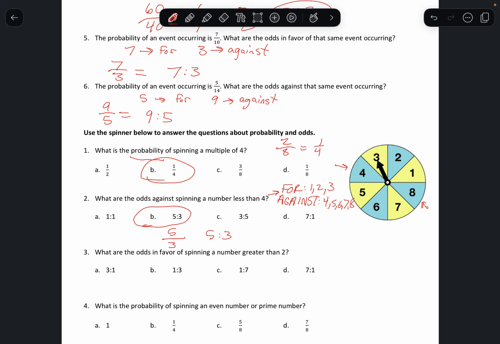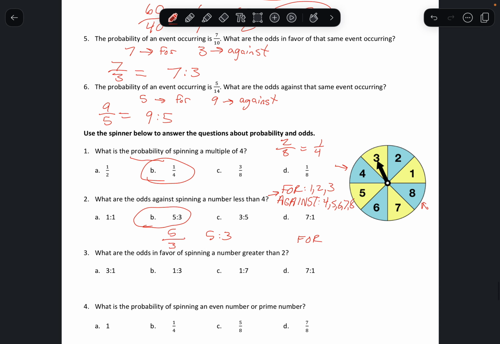All right, number 3, what are the odds in favor of spinning a number greater than 2? Again, we could make our list of numbers for and against. We're doing odds here, which means we're comparing for to against. So we want odds in favor. Options of spinning a number greater than 2 in the for column would be 3 and higher. So 3, 4, 5, 6, 7, 8.